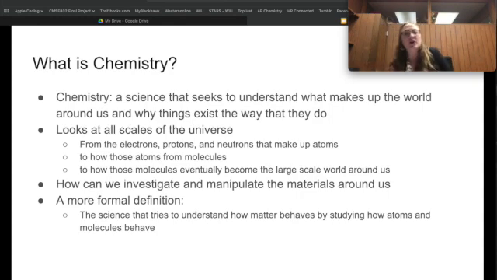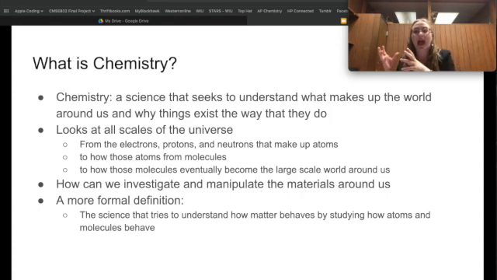So we want to know how we can investigate and manipulate these materials. By the end of the semester, we'll know why a hydrangea is blue or that pinkish purple tone. And so we could honestly change the color of that flower if we wanted to. We'll learn how to investigate how we could manipulate those things. Again, manipulation meaning something like a chemical reaction when we mix stuff together and do some sort of change. So a more formal definition of chemistry is it's the science that tries to understand how matter, the stuff that makes everything up around us, behaves by studying how atoms and molecules behave.